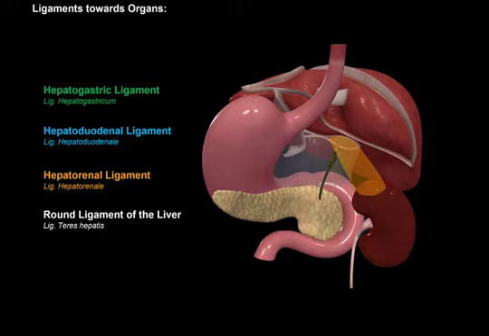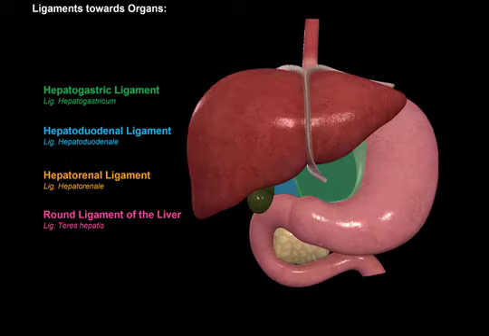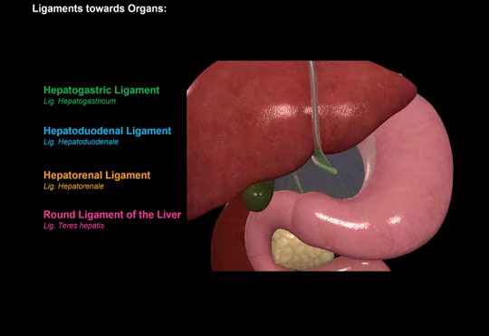Some sources might not mention this ligament, as they consider it a part of the coronary ligament I mentioned earlier. And some sources might do, so keep that in mind. And then lastly, we have the round ligament of the liver, or ligamentum teres hepatis. This one projects anteriorly and extends from the porta hepatis towards the umbilical ring, or the navel, because it is the remnant of the left umbilical vein during fetal life.